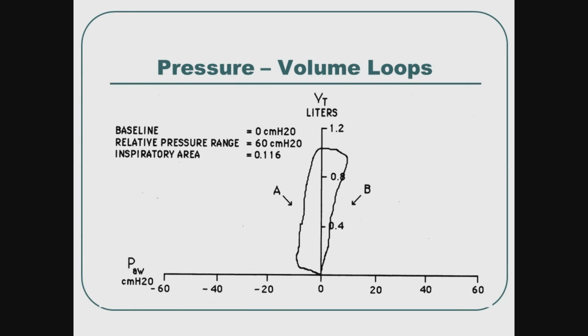And then look at my loops. I have a couple different things here. First of all, this is a breath which is generating some negative pressure and some positive pressure. So this would have to be a spontaneous breath. How do I know that? Because I have negative pressure and some positive pressure. So this would be the inspiratory phase on the left, the expiratory phase on the right.